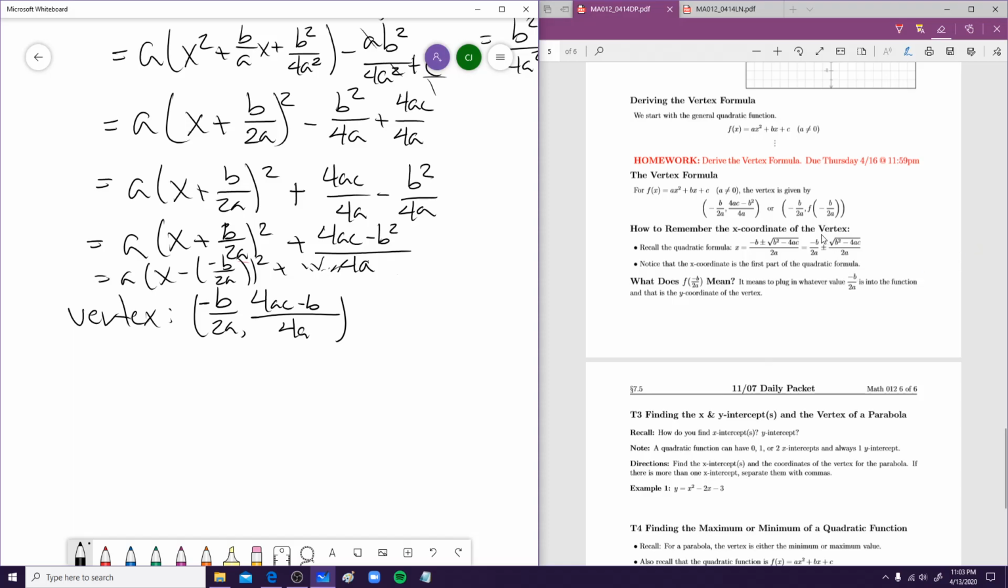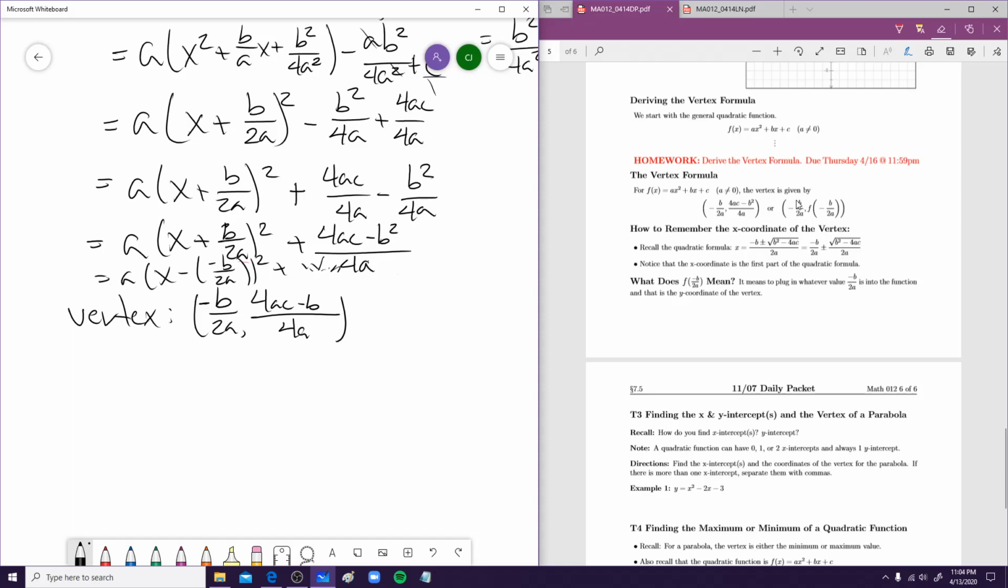Or it is negative b over 2a and then f of negative b over 2a. So how can we remember the y-coordinate of our vertex? As you can see, they're both the exact same. So for the first one, you have to memorize the 4ac minus b squared over 4a. Or the second one, which I prefer more, because if you know the x-coordinate, you just need to plug that x-coordinate into your function, and there's not much more to memorize.